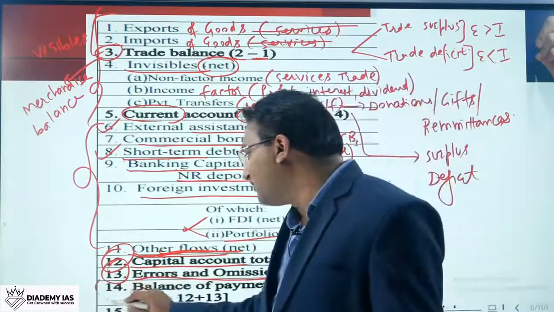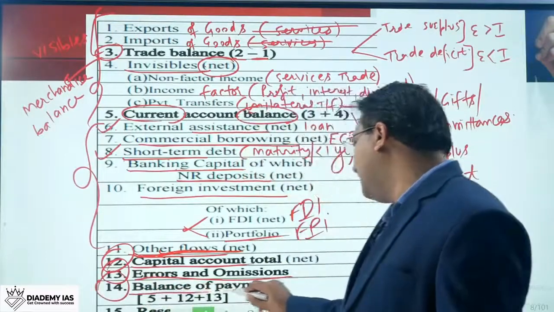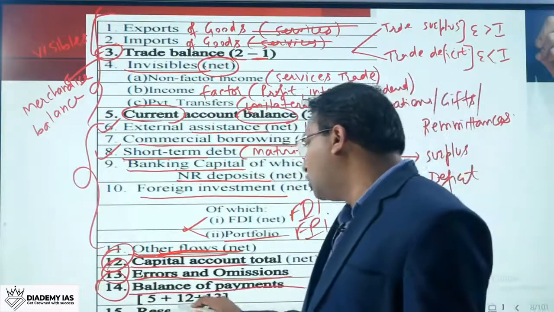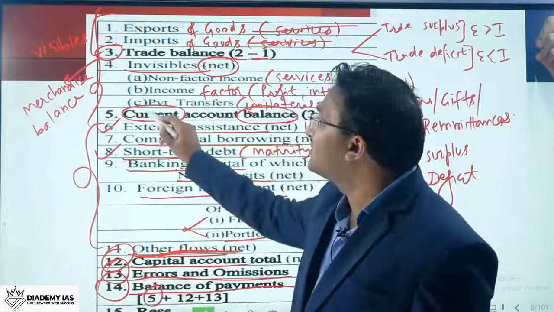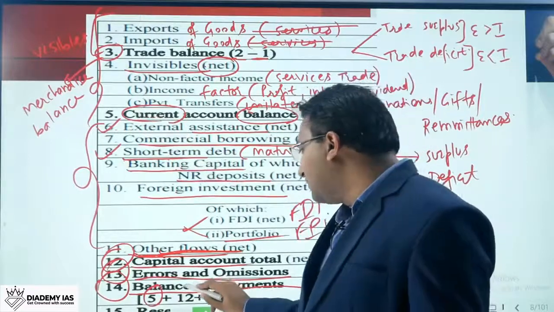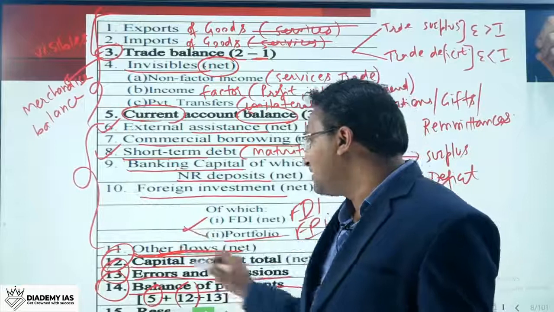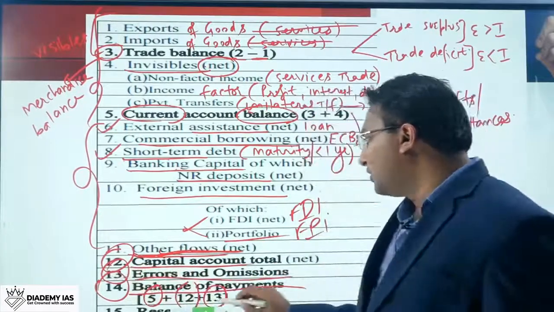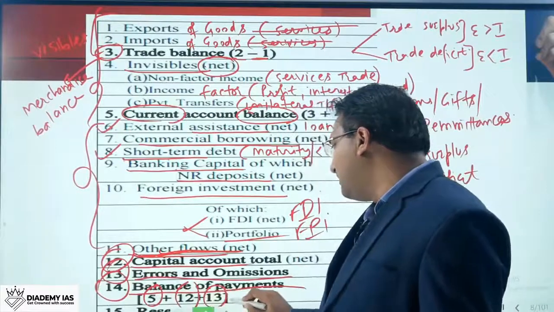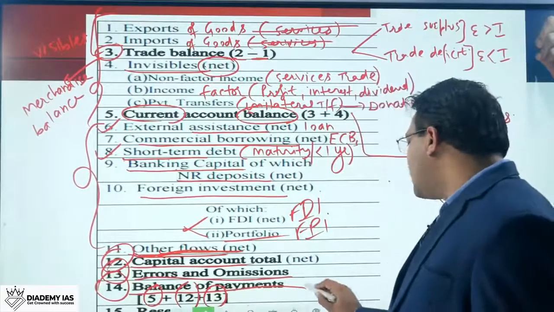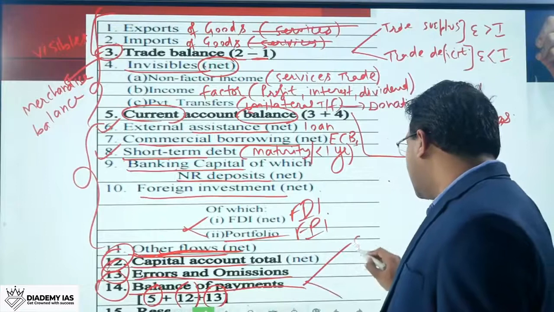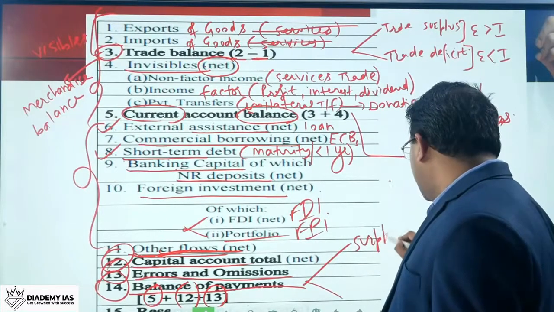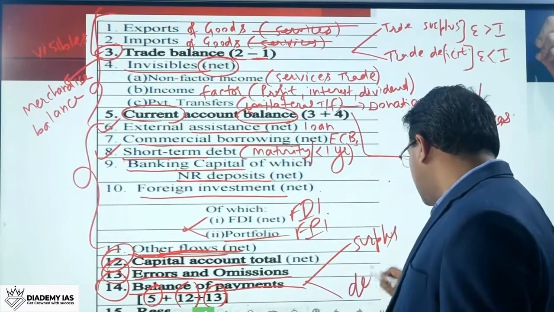Finally, we have item number 14, which is balance of payment. So this balance of payment is the total of item number 5, that is the current balance, item number 12, that is the capital balance, and item number 13, that is the errors and omissions. So the totality of 5 plus 12 plus 13 is balance of payment. This balance of payment can be either a surplus or a deficit, right?